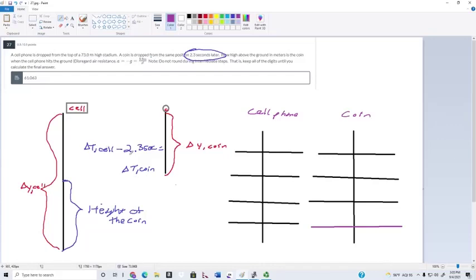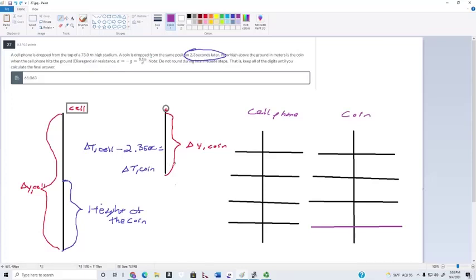So by subtracting this number from the time it takes for the cell phone to hit the ground, you would have the delta t of the coin that you're going to need for the coin table over here. That's how much time the coin has been dropping before the cell phone hit the ground. I hope that makes sense. But that's what you're going to do. Now, once you have this delta t of the coin, you're going to figure out the delta y of that coin. In other words, how much displacement do you have during the time that that coin has been falling?